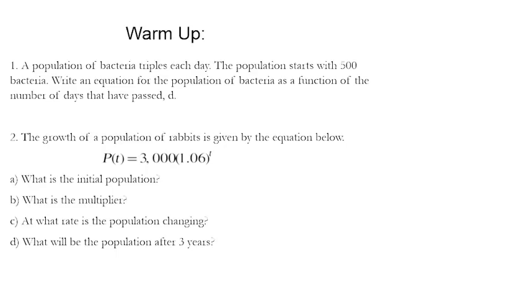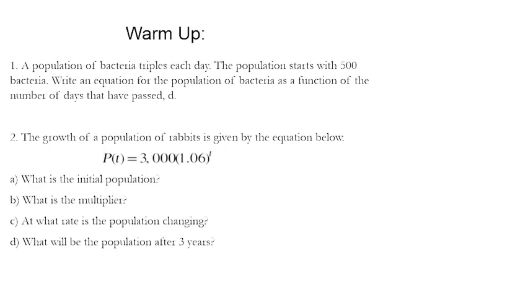Okay, here's a warm-up for you. Go ahead and give this a try based on what we've done the past couple of days. Pause and come back when you're ready. A population of bacteria triples each day. The population starts with 500 bacteria. Write an equation for the population of bacteria as a function of the number of days that have passed, D.